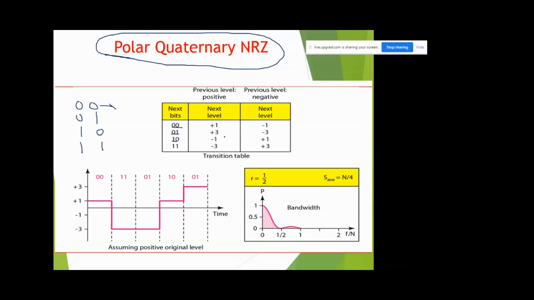Okay, you can also do the reverse of this. So it is for previous level positive and previous level negative. One of the formats you can use is either this representation or this representation. Let me take one example, you will get a clear idea here.